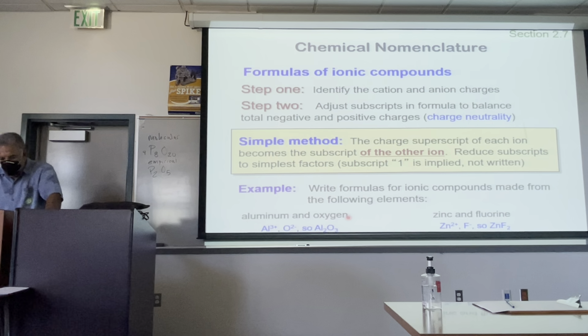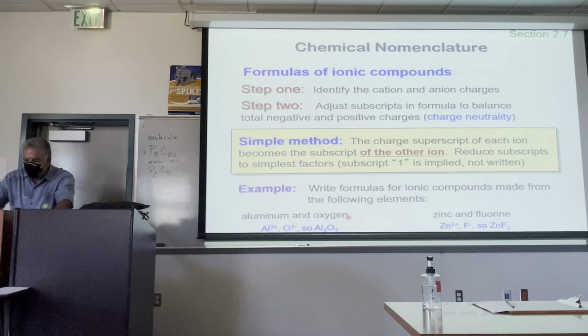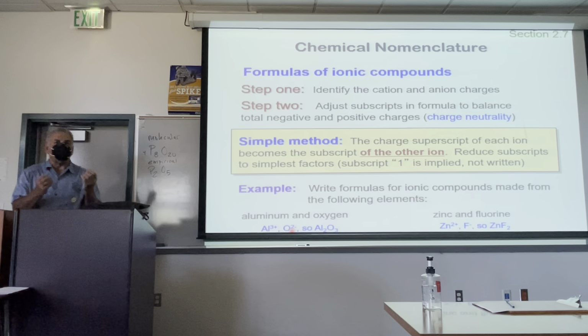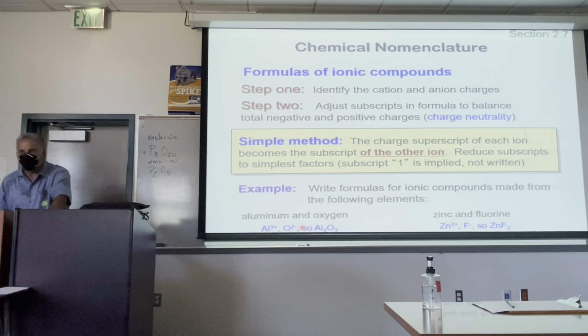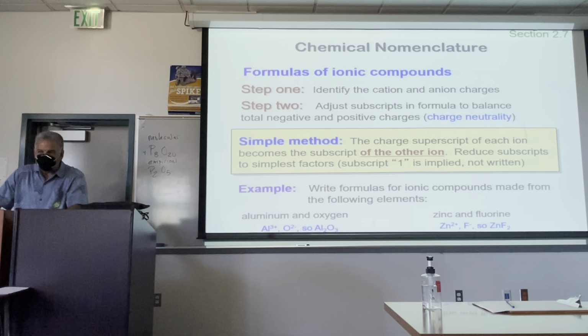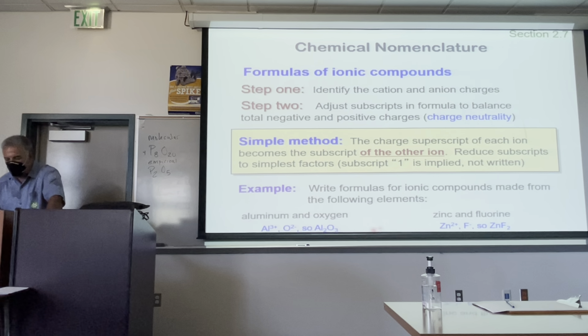Write the formulas for compounds made from the following elements. Aluminum and oxygen. So aluminum is 3 plus, oxygen is 2 minus. We have to have the same amount of charge. We have to balance that charge. If we just put it 1 to 1, we'd have a positive charge of 1. If we add 2 oxygens, now we have 3 plus, 4 minus. That'd be a charge of -1. So we need 2 aluminums, which gives us a charge of +6, and 3 oxygens, which gives us a charge of -6. Those balance out, and we're left with aluminum oxide.